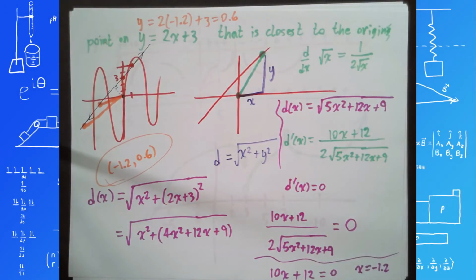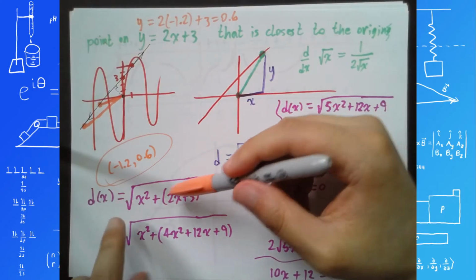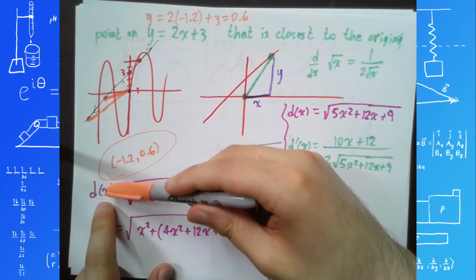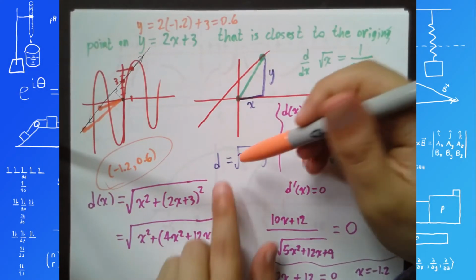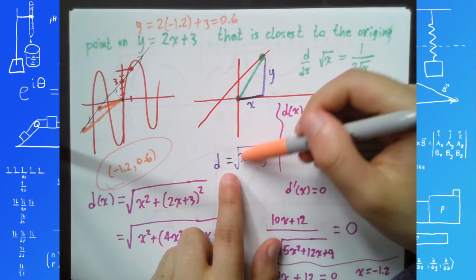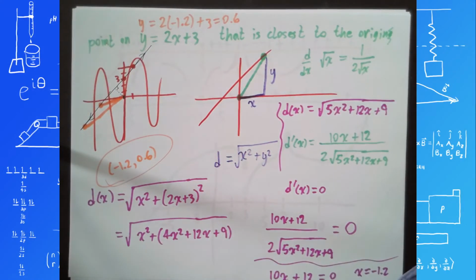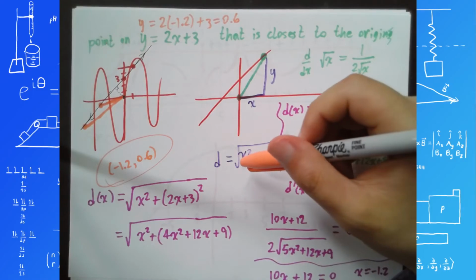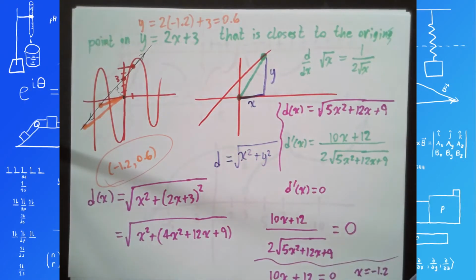And if we want to calculate what that distance is, that's easily done. You could either use the d of x formula and plug in negative 1.2, or we can use the original d equals square root of x squared plus y squared, since we now know both x and y. So either route you can use to calculate what that minimum distance is if you are interested in calculating that.